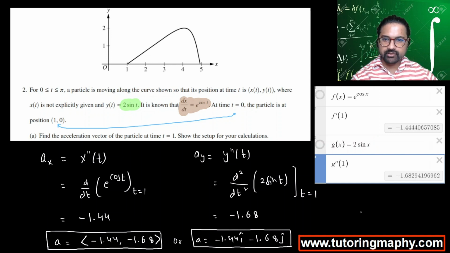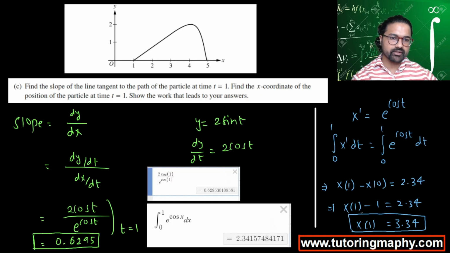Nope, nope, nope. No units are given. So x1 is 3.34. We're going to leave it like this. That's the final answer for both the subparts given in part C.